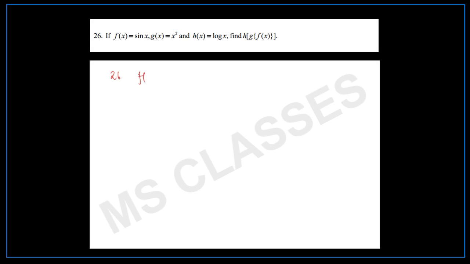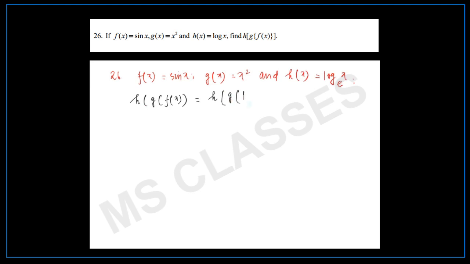f of x equals sin x. g of x equals x squared. And h of x equals log x base e, considered. And here we have to find h of g of f of x, which means h of g of f of x, where f of x is sin x, so we can replace the value of f of x by sin x.